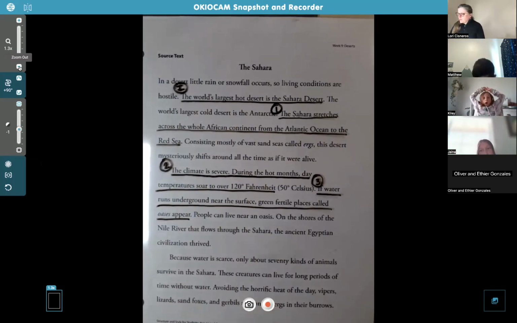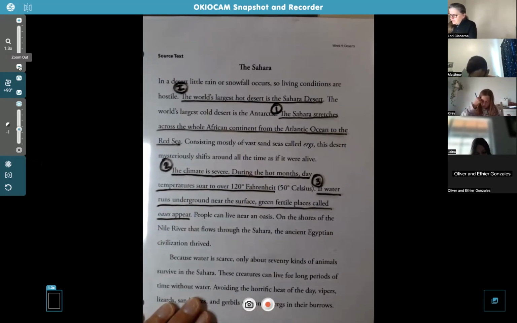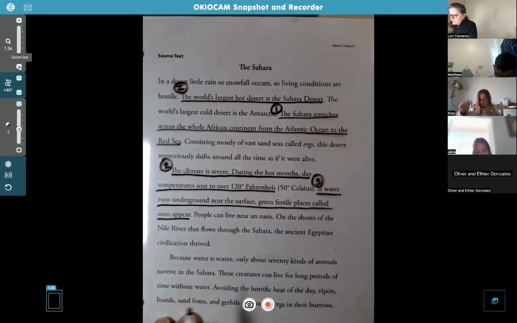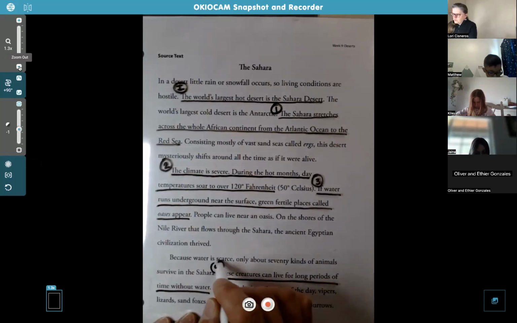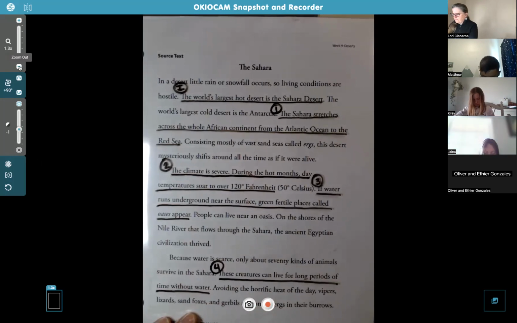I also remember them talking about animals. I want to include that in my report because I think animals are cool and they're interesting. So down here it talks about 70 kinds of animals. These creatures can live for long periods of time without water. So I think I'm going to underline right here where it says these creatures can live for long periods of time without water. And what we're talking about here are the animals. So go ahead and put a number 4 for that one.